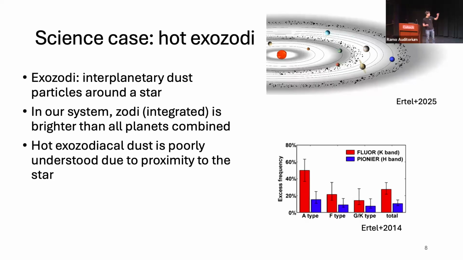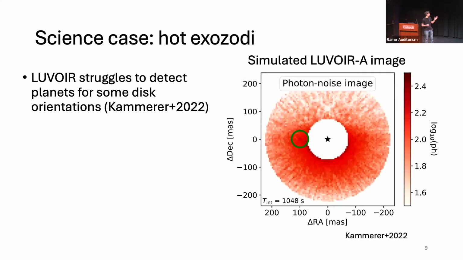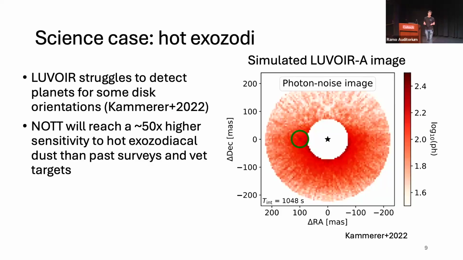And in particular, this hot exozodiacal dust close to the star is poorly understood and needs to be better constrained. And the reason for this is that it has the potential to contaminate future high-contrast imaging instruments. So here's an example of an unsuccessful recovery of an off-axis companion because of this exozodiacal dust. And so in particular, the Nulling interferometer in Asgard will be 50 times more sensitive than previous surveys and will help vet targets for these sorts of missions.